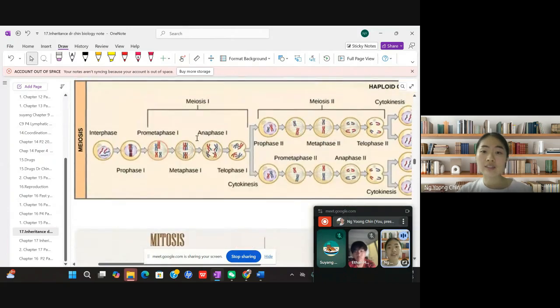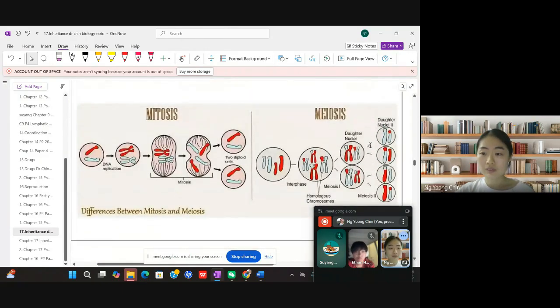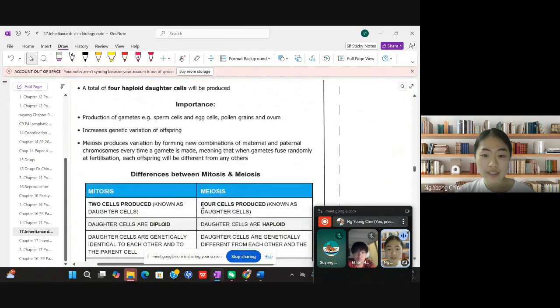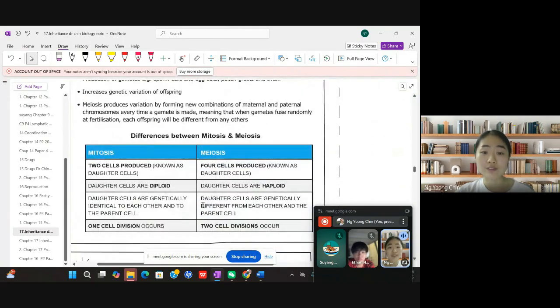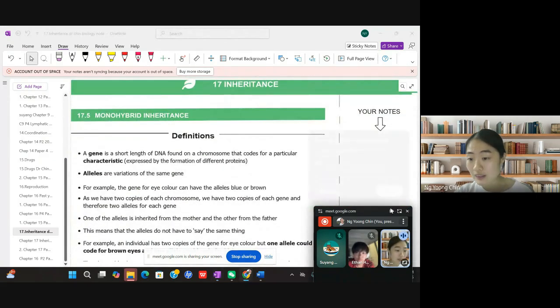Okay, so this is generally the process of meiosis. This is just for you to have a look. In the first phase, you separate the homologous chromosomes. In the second phase, which is meiosis 2, you separate the chromatids. So from one parent cell, you can produce 4 haploid cells. That's all. This is just to show the difference between meiosis and mitosis. I think we can have a look at some questions.